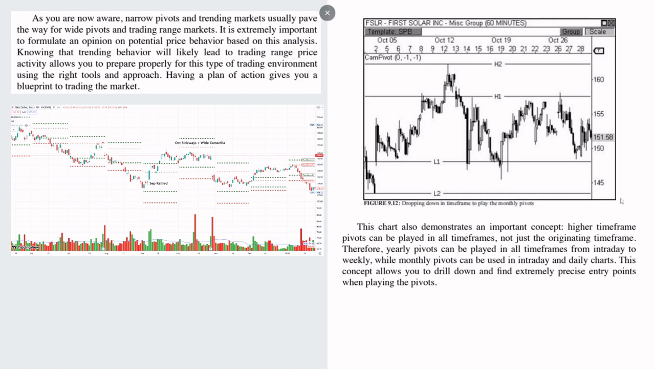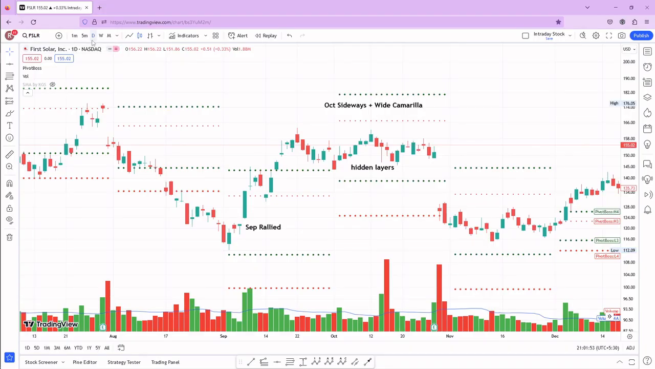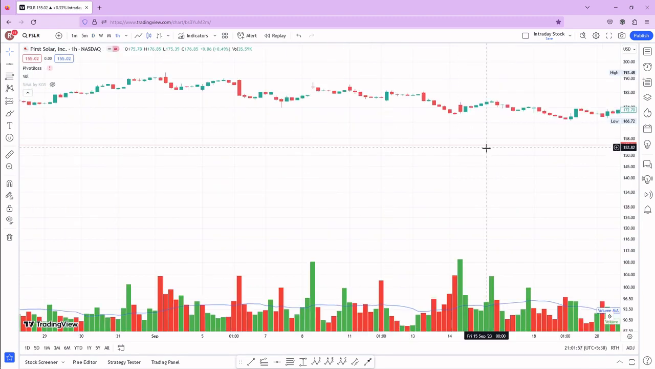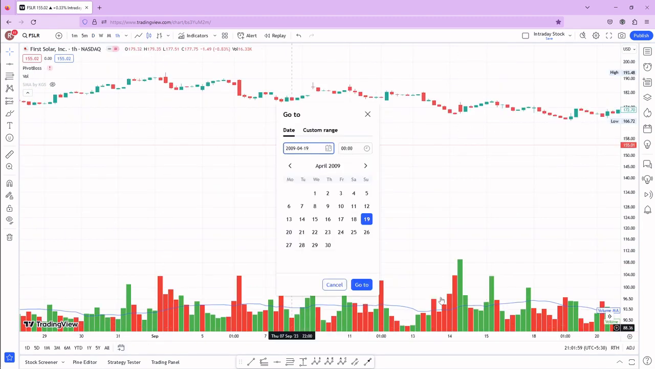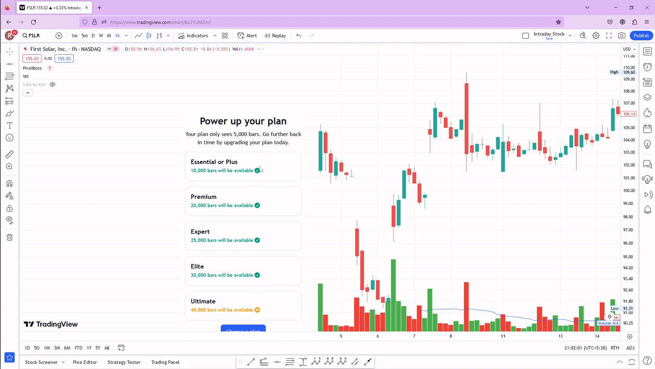So this particular chart demonstrates an important concept. What is that concept? Higher time frame pivots can be played in all time frames. What has been told is, this is a monthly pivot, but you can use it in 60-minute charts also. But I cannot go and show. If you go, let me see. Okay, I have to extend the plan.